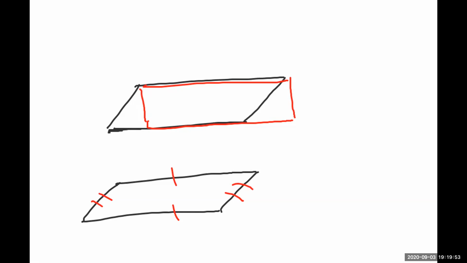If they're not equal in length, it's not a parallelogram. And the area of a parallelogram, typically we don't see many parallelograms in the industry, but I just wanted to expose you to this just in case.